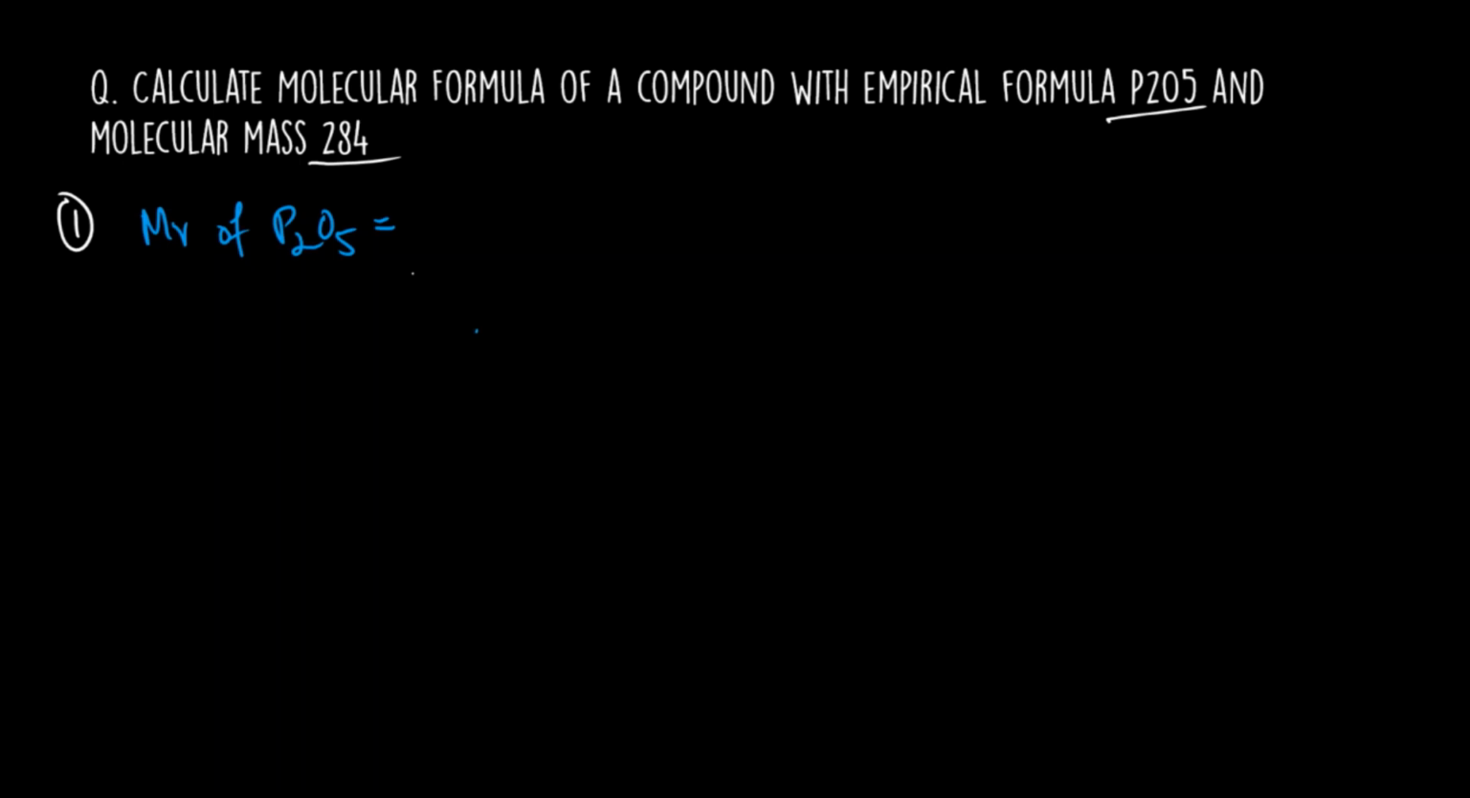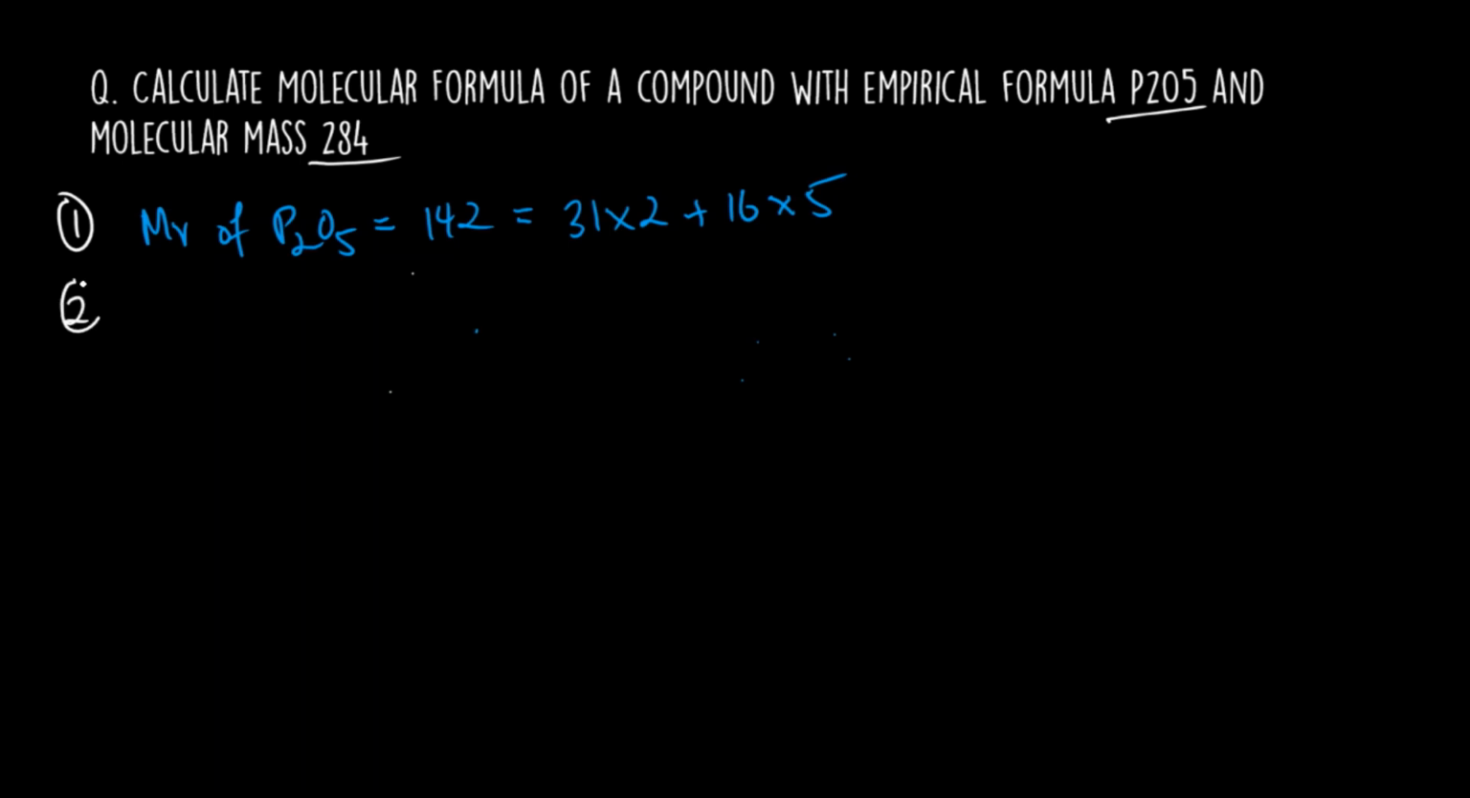Well, let's calculate it. That turns out to be, well, 32 into 2 plus 16 into 5. That turns out to be 144, I believe. No, actually it's 31 into 2 plus 16 into 5. That turns out to be 142. How did I do that? The AR of phosphorus is 31, so multiply that by 2, and then oxygen is 16 into 5, and that's 142. That's our first step.